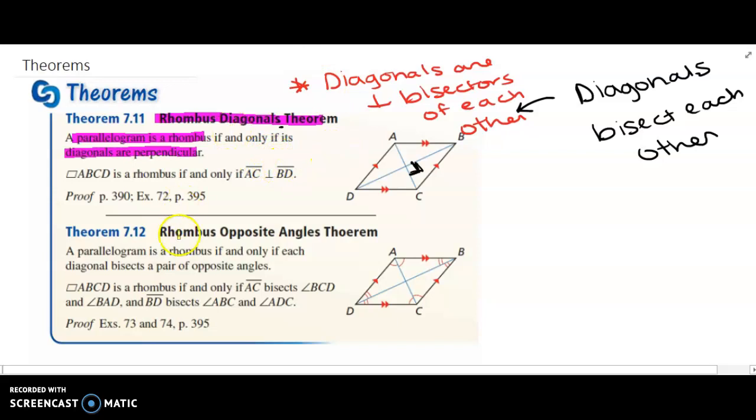Now the next theorem we have is the rhombus opposite angles theorem. And it just says a parallelogram is a rhombus if and only if each diagonal bisects a pair of opposite angles. Okay, so what I mean is the diagonal comes through here, which makes this angle here and this angle here the same. This angle here the same, and this angle here the same. Okay, and then the same thing for these two opposite angles as well.